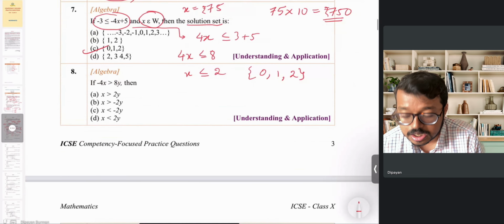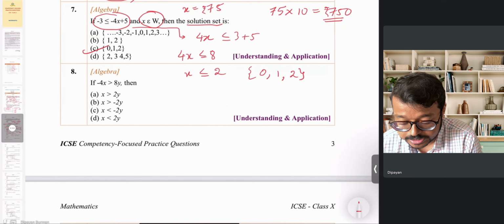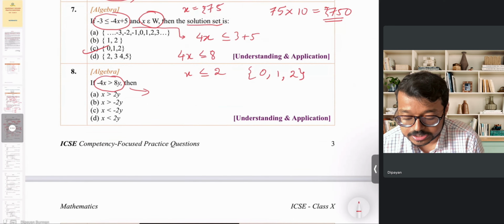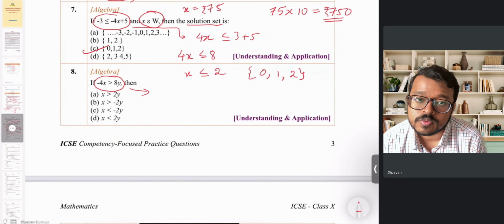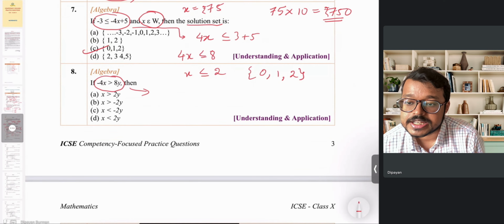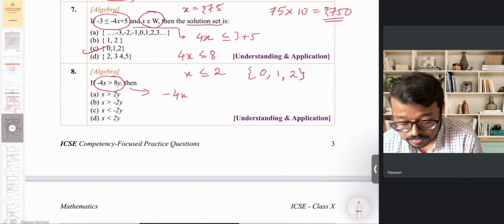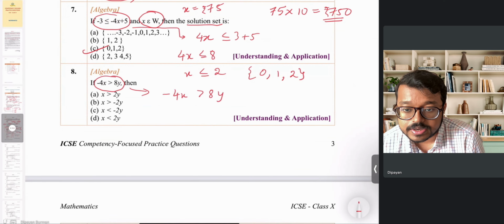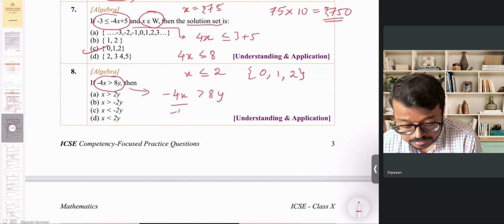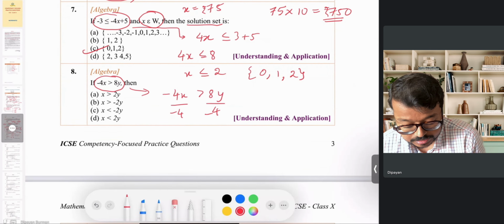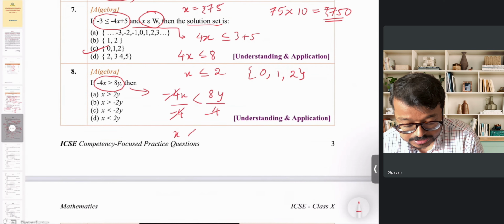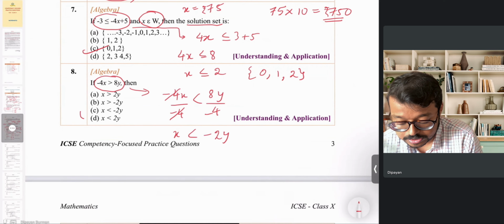Then the next question, again an inequation. If minus 4x is greater than 8y, then which of the following is true? X is greater than or less than what? So I just need to divide both sides by minus 4. But if I divide both sides by a negative number, the sign of inequality will change. So minus 4x was greater than 8y. If I divide both sides by minus 4, then the greater than will become less than, and then I will have x less than minus 2y. X is less than minus 2y, which is option C.